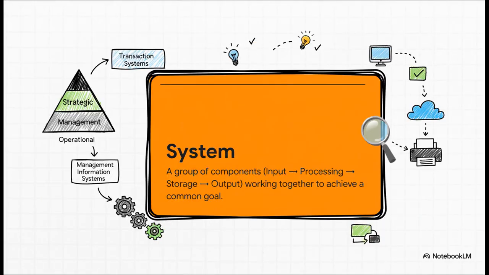And what about a system? Well, that's just a bunch of connected parts all working together to get something done. I mean, think about it. Any system works this way, right? You put something in, it does something to it, and you get something out. So you put them together, and an information system is just a system that's built to manage information. It's really that simple. Let's see how this plays out in a business.